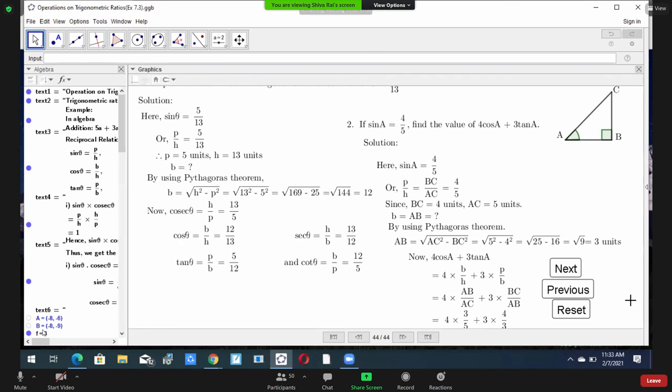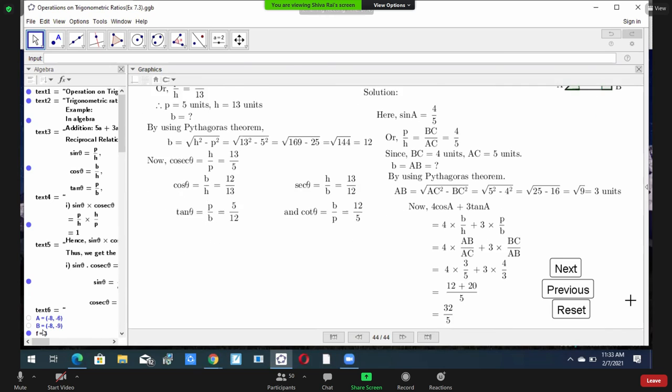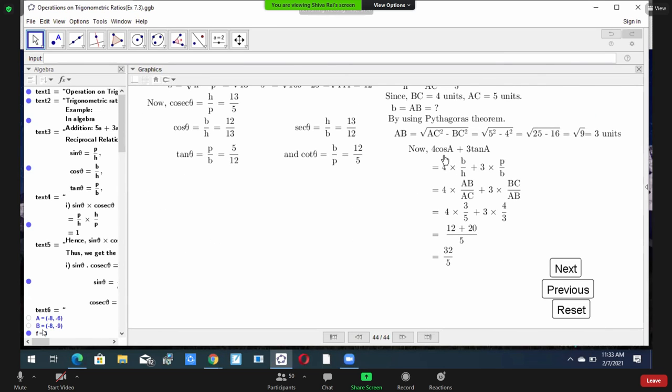Now we can find out the value easily, all necessary things we got. But you look here. Now 4 cos A plus 3 tan A equal to, we have to find. Before substituting, you look here, cos A equal to B upon H, already you know. This plus sign is plus. 4 into B upon H means AB upon AC, plus 3 into tan A, P upon B, means BC upon AB. Now just substitute the values: 4 into AB is 3, AC is 5, plus 3 into BC is 4 and AB is 3.